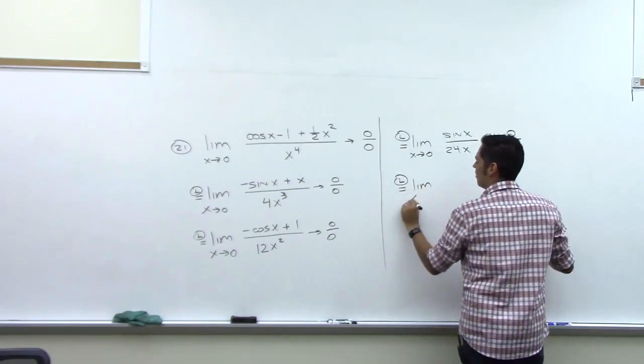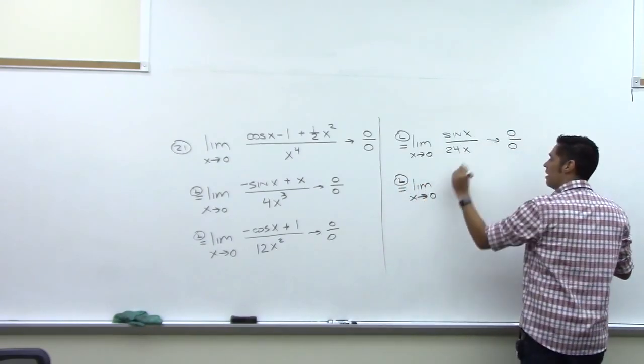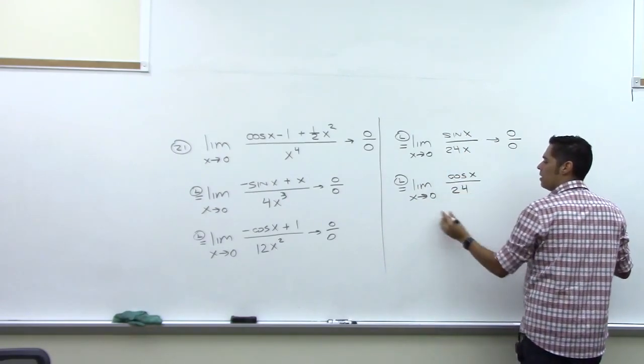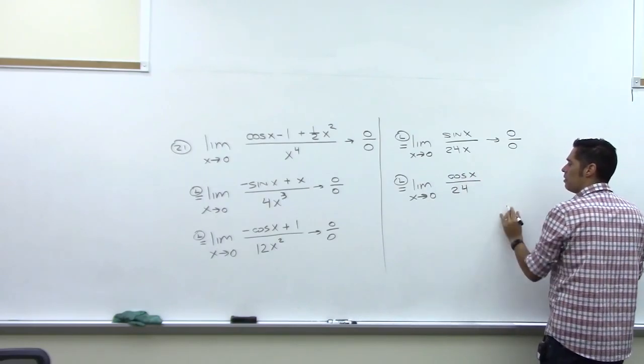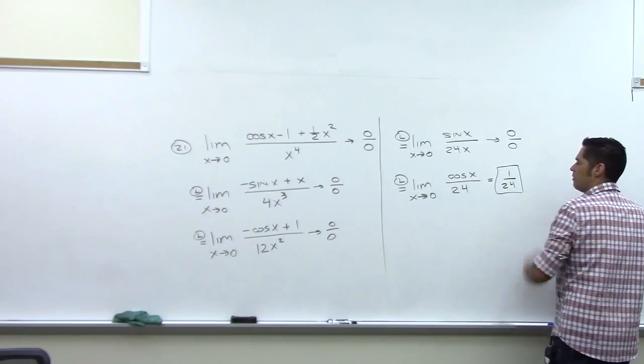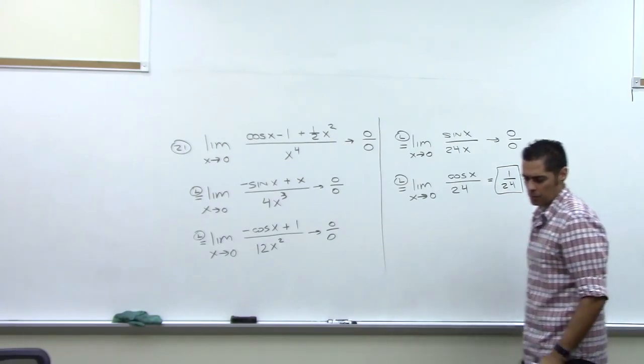I think this is it. I think we're finally going to get it here. Derivative of sine x is cosine x. Derivative of 24x is 24. Let x go to 0. Cosine of 0 is 1, over 24. 1/24. That's cool.